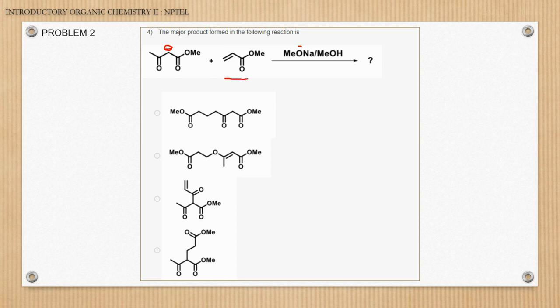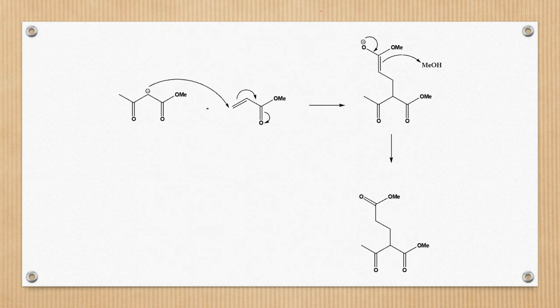Now tell me, will the attack be 1,2 or 1,4 in fashion? 1,4. Why? Because here the nucleophile which you have generated is in conjugation, which makes it a soft nucleophile. That is why it attacks this soft electrophilic center rather than the hard electrophilic center. So this is how this carbanion attacks this position.